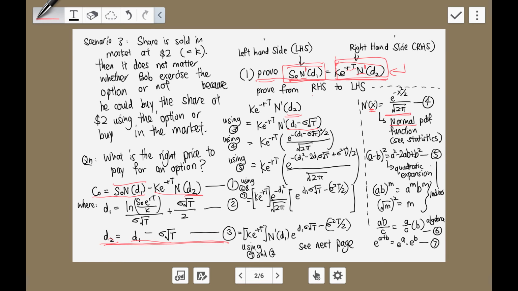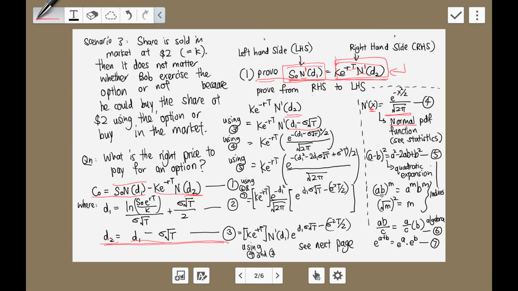So now using number 5, which is the quadratic expansion formula for the top part, because this is a bracket squared, same thing like this. Now my a is my d1 and my b is my sigma root T. So when I do this expansion, d1 squared is my a squared, minus 2 times a, which is 2 times d1, and sigma root T. So you just match to this. And b squared, the square of this second term here, will give me sigma squared T.